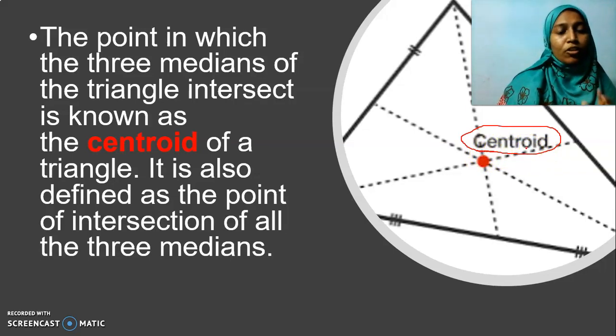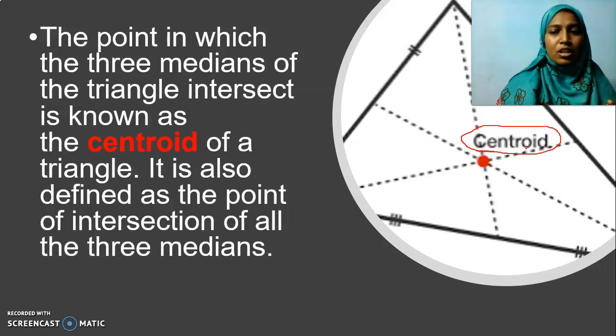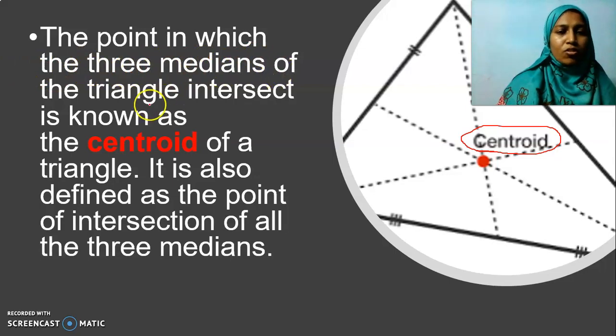In this whole chapter you will be coming across many properties, many new words. Today we have learnt only two new words. What are those? Median and centroid. The point in which the three medians of the triangle intersect is known as the centroid of a triangle. It is also defined as the point of intersection. What is the meaning of intersection? Meeting. The meeting point of all these three medians is nothing but the point of intersection.